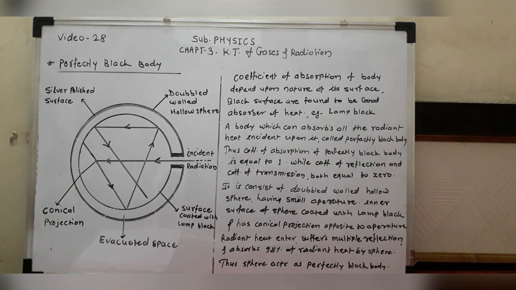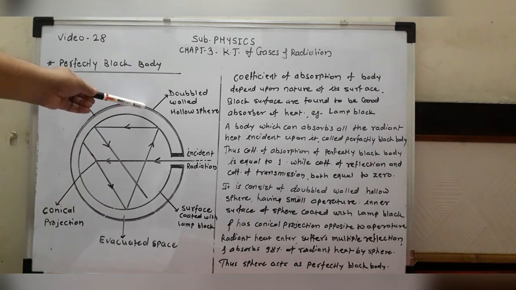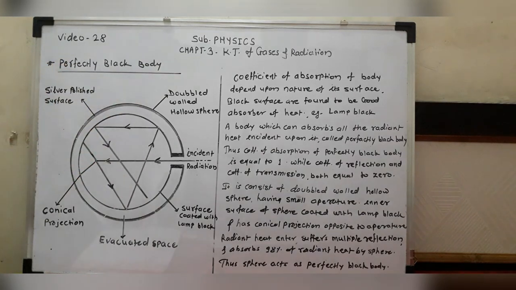Now we have to see the next point, that is the perfectly black body. Explain the term perfectly black body with a suitable diagram. First we have to draw the diagram for this perfectly black body, also known as Fery's perfectly black body. In that diagram we consider two surfaces. This is nothing but a double walled hollow sphere. This is the first wall, this is the second wall, therefore it is known as a double walled hollow sphere.